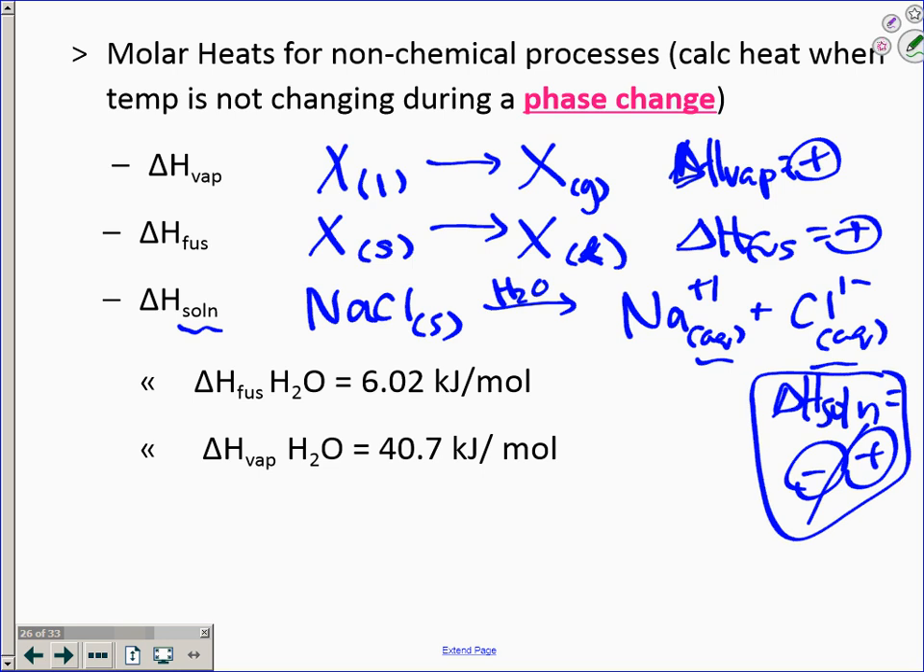Notice, though, on both of these, and this is specifically for water because we use water a lot, for this example and this example, big difference between delta H fusion and delta H vaporization. Talk to the person next to you and maybe consider why it's so much bigger. Think about it.